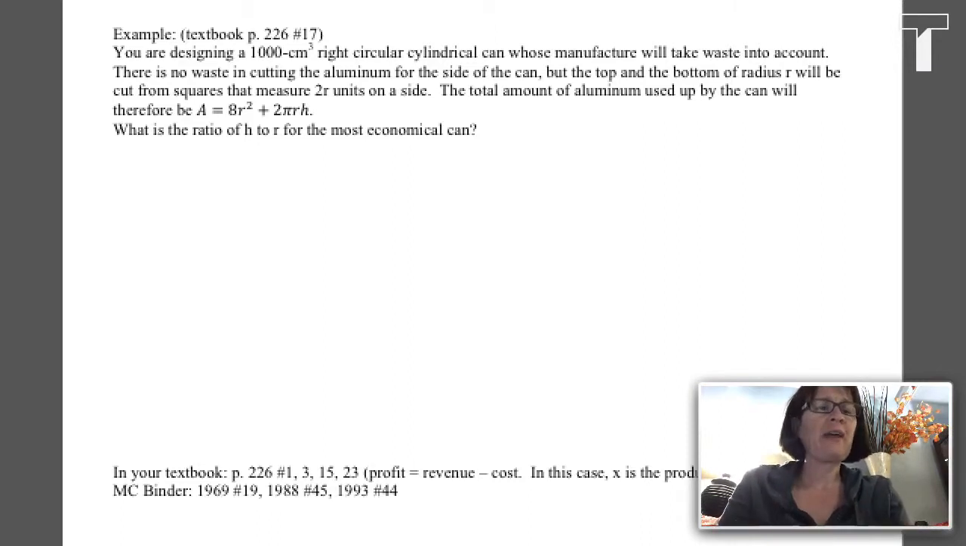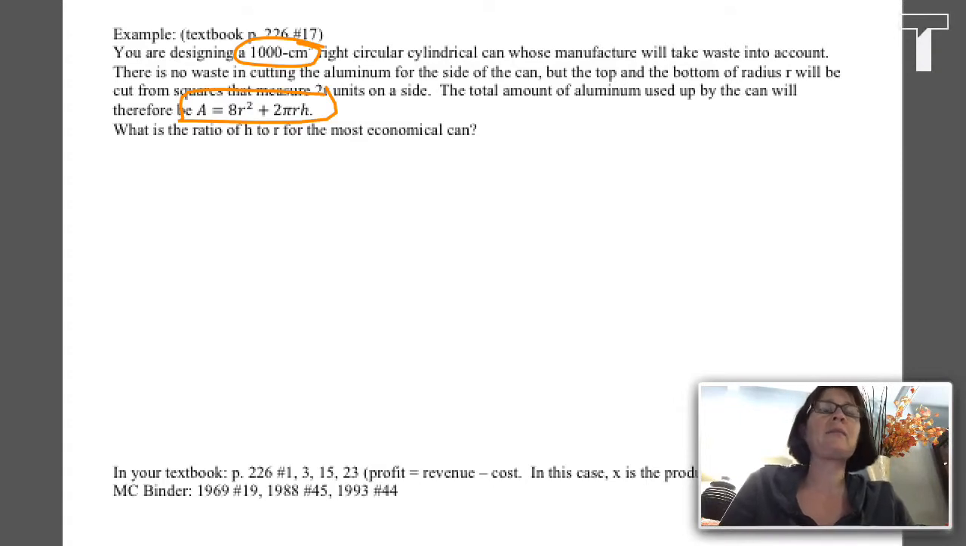So, important facts: we know that we want to design a 1,000 cubic centimeter right cylindrical can. We know that the surface area of the materials we're going to need altogether is right there. And we want to know what is the ratio of H to R for the most economical can. Economical means here that it uses the least surface area, because that means it uses the least materials.